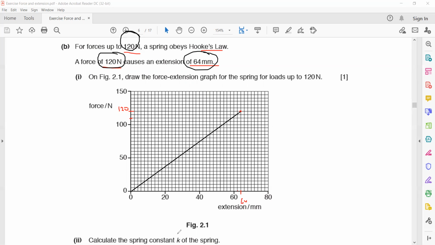Then the second part, calculate the spring constant. How do we calculate the spring constant, or k? We have the formula F is equal to k e. So k is equal to F divided by e. So force is 120 and extension is 64. So it will be 120 divided by 64. That will come out as 1.9 Newton per millimeter.